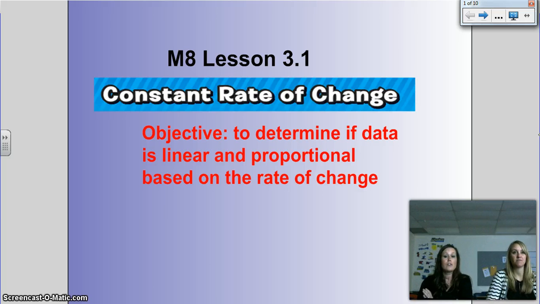All right. Got it. Our objective today is to determine if data is linear and proportional based on the rate of change.